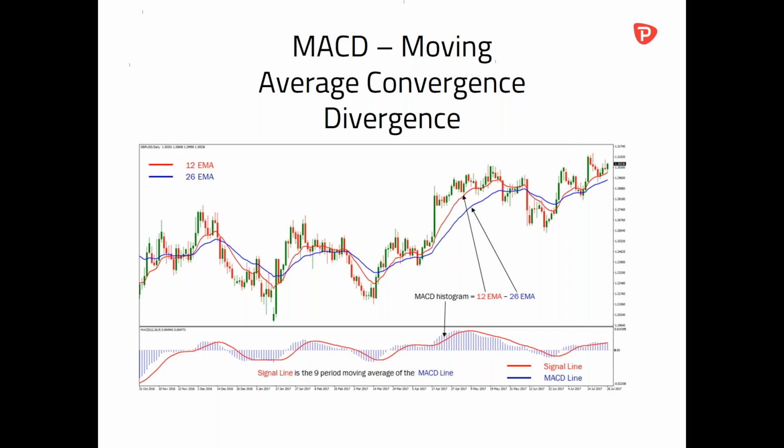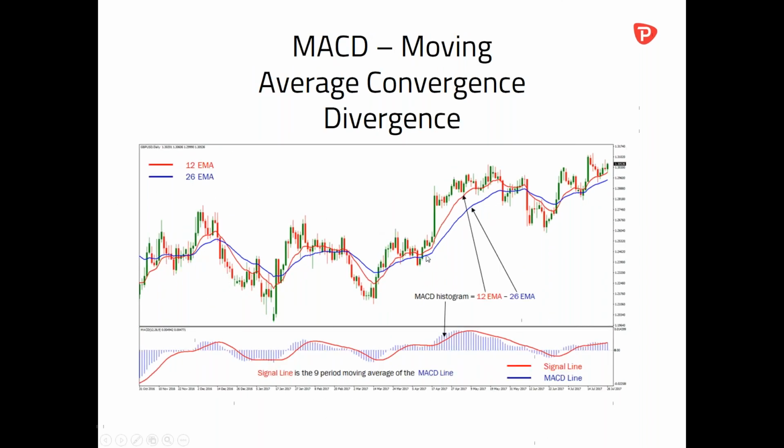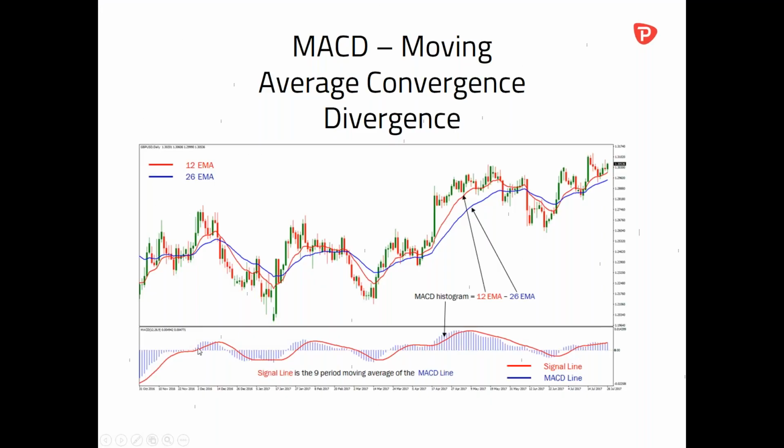So the 26 moving average, which is the second part of the equation, basically forms the basis of the histogram. So what the histogram is representing is the distance between the red EMA and the blue EMA, being the 12 and the 26. Okay, so in this example that we've got on the screen, we've got the 12 and the 26 on the chart, but after this lesson, you're going to know that you don't even need this on the chart because we know that the MACD histogram is actually representing the distance between these two moving averages.